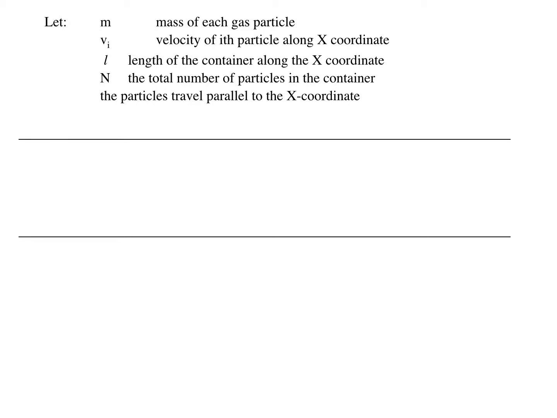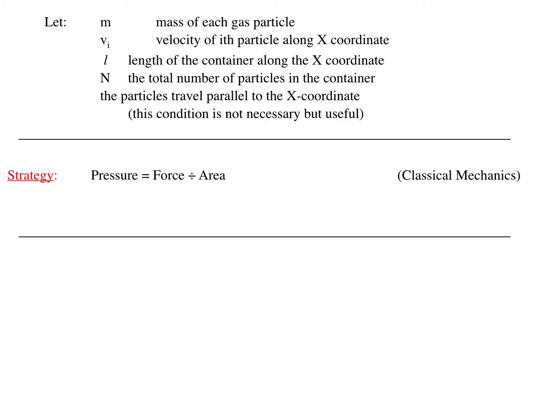Now, we will also assume that particles are traveling parallel to the x-coordinate. This is not, again, essential, but it has an impact that we will discuss later on. So imagine that you have N particles of mass m, and they're moving along the x-coordinate with a velocity v sub i in a container of length L. So these are the initial values and assumptions we make, and we move from here onwards.